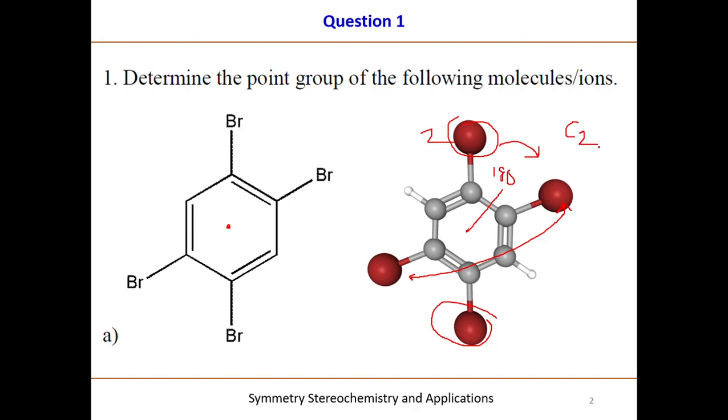How many other C2 axes are present here? Anyone? One C2 axis is from this center. Now the other C2 axis is also present, and we have to find it out. The other C2 axis is perpendicular to this axis. Perpendicular, that means from here.